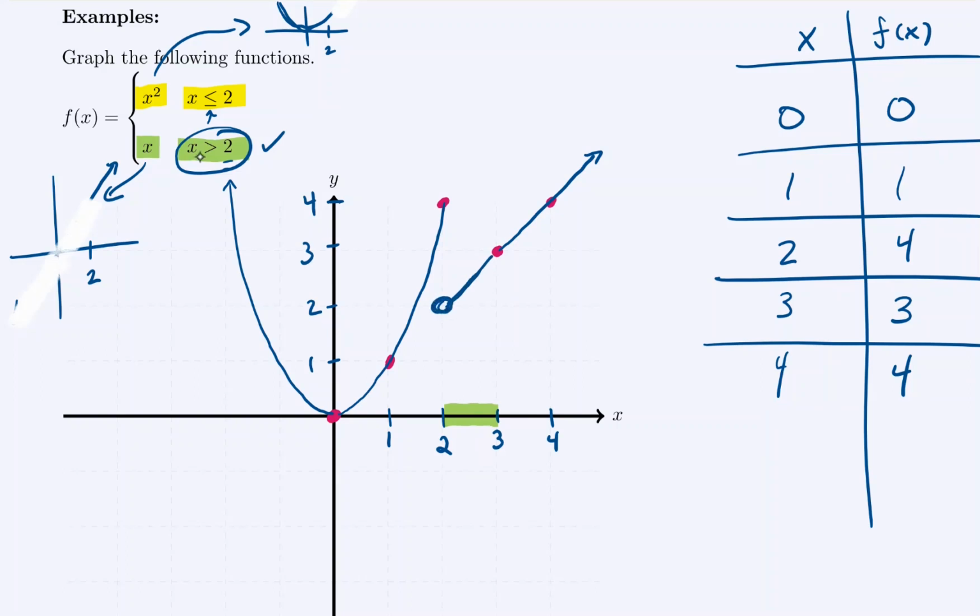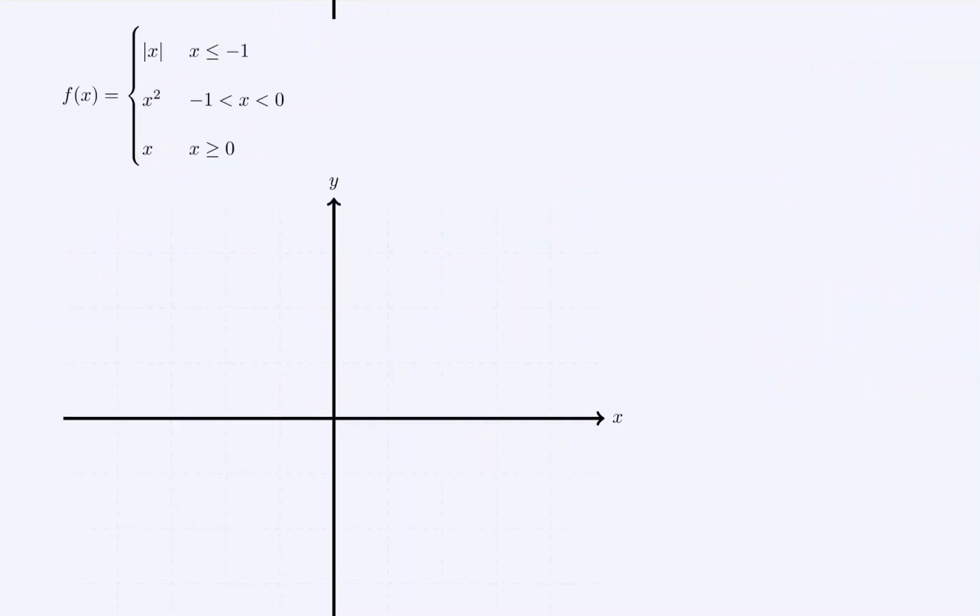To show that it's strictly greater, we do this open circle here to show that it's approaching 2 through this pattern but not equaling, but everything greater than 2, it acts like the function y equals x. So this is a graph of f of x. Now, our next example asks you to graph this different piecewise function.